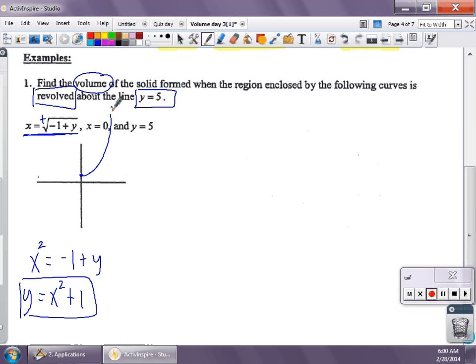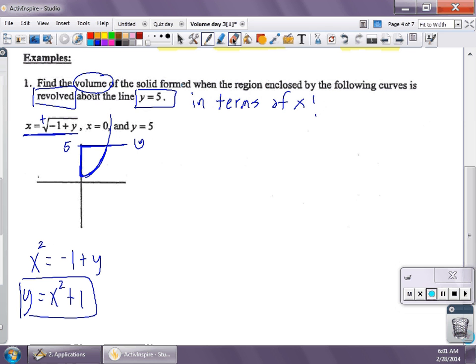X equal to 0 is the y-axis, so we're going to have that region right there. And then y equal to 5, I'm just going to put it here. So the region that we're revolving is this region right here, and there's the 5. Now it says we're revolving around the line y equal to 5. So this is the line we're going to be revolving around. It is a horizontal axis. It's parallel to the x-axis. So we will be in terms of x. Very important to pay attention to.